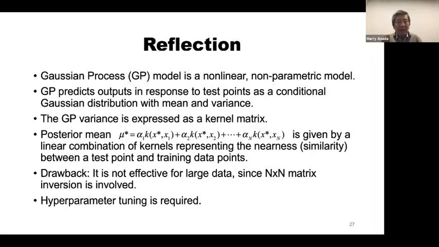Some of the drawbacks, which I haven't talked about, are also noted at the end. It is not effective for large data, since in the middle we have to take an n by n matrix inversion. So with data points up to several hundred or up to 1,000, it's okay. We can take the inversion very nicely. But if you have millions of points, this method in its original form is not applicable.